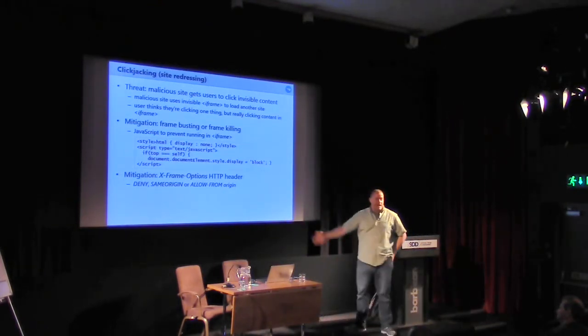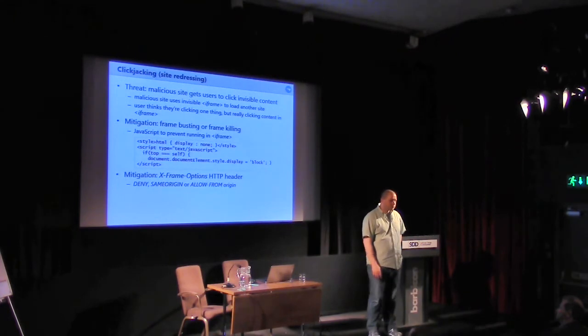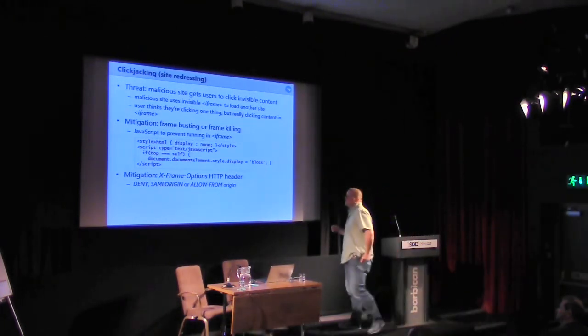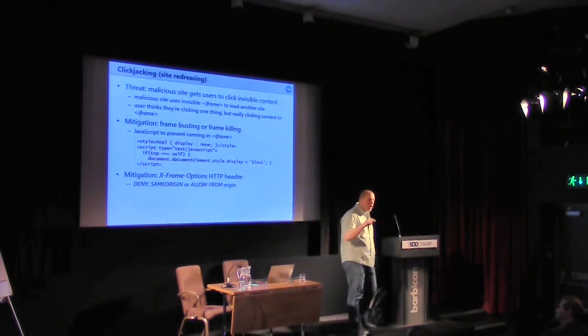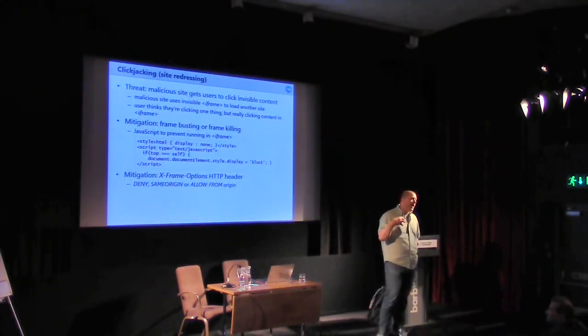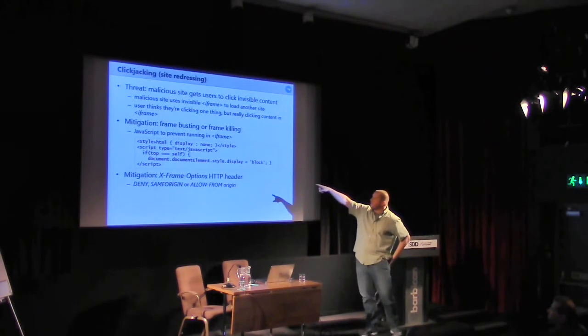So how do we protect against this? Okay. Well, the older way to protect against this is you would put this HTML in your web page. In essence, you had to protect against this. You had to put something in your web page to prevent it from running in an iframe. And so look what this little snippet is doing.